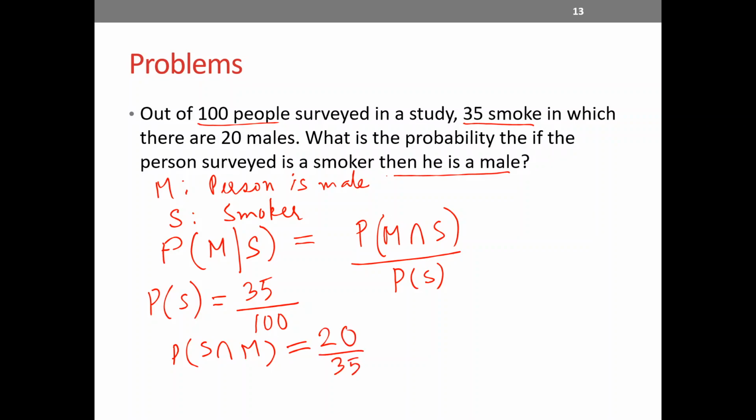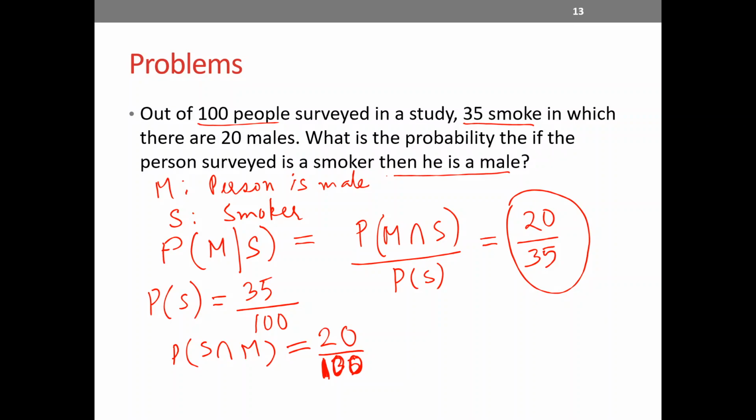So out of the 35, 20 of them, sorry, this is from the entire 100 people. I'm sorry about this. I started to solve the final equation. So this is S and M. I'm going to plug both of them here. And this is going to give me 20 over 35. I just jumped to this final equation here.